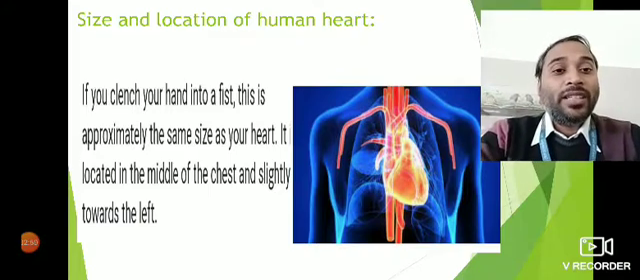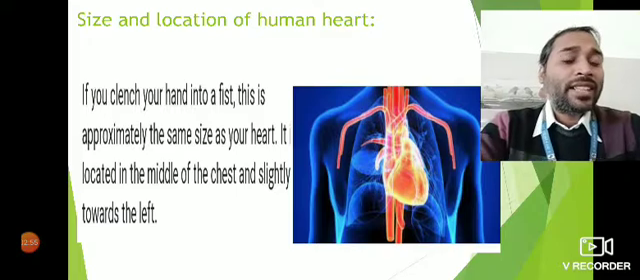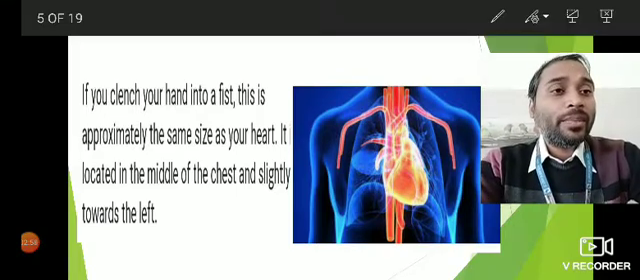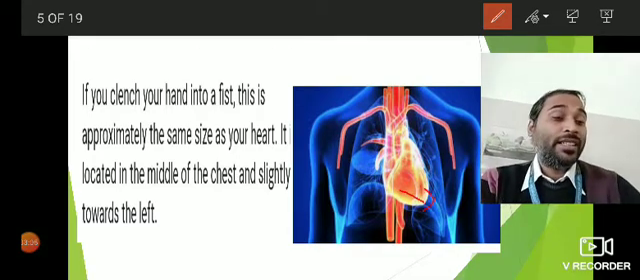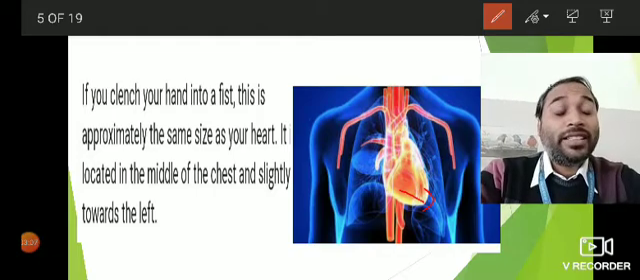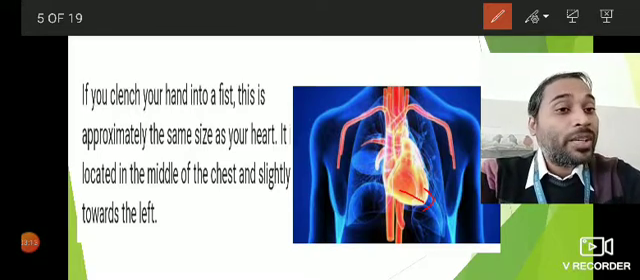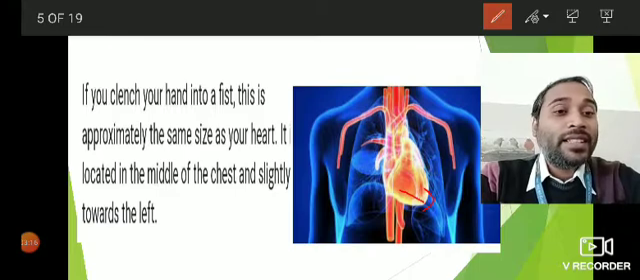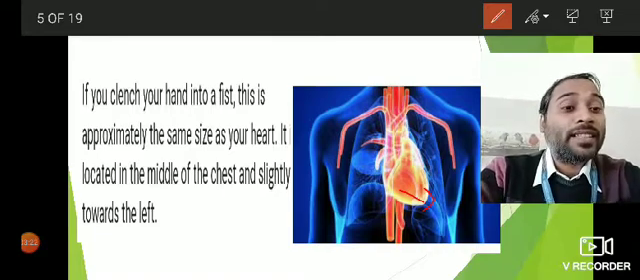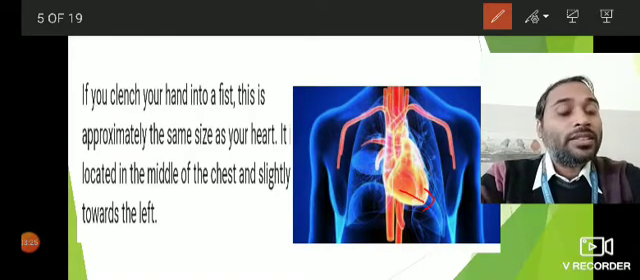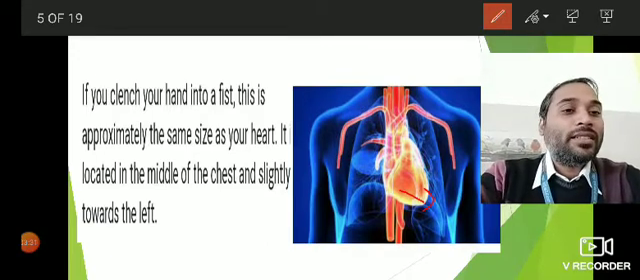It is located in the middle of the chest, almost in the middle of the chest, and the lower part is slightly tilted towards the left. If you can see in the diagram here, the lower part slightly tilted towards the left, but there is a myth that the heart is on the left side of our chest. It is not totally in the left side of our chest, it is almost in the middle of our chest cavity, but the lower part is little bit tilted towards left, and as a result the size of the left lung is marginally smaller compared to the right side. This is because of this. So this is about size and also location of the heart in the human body.